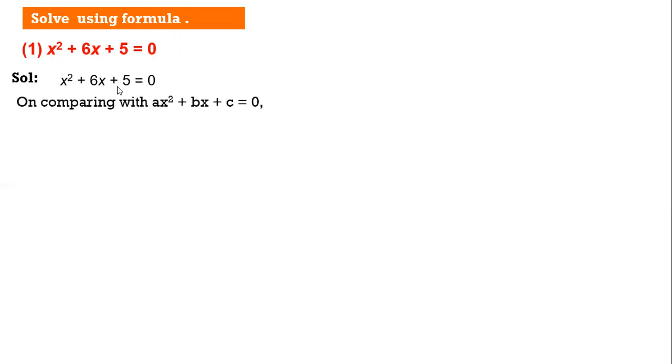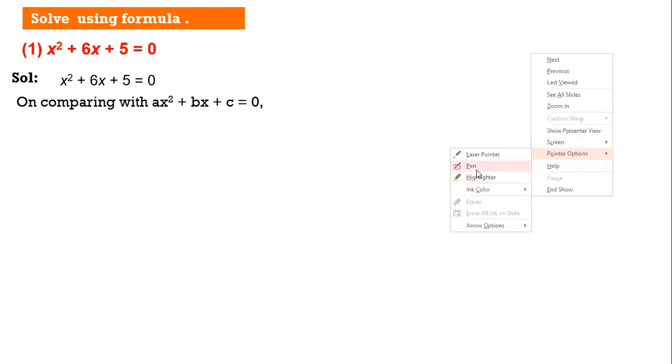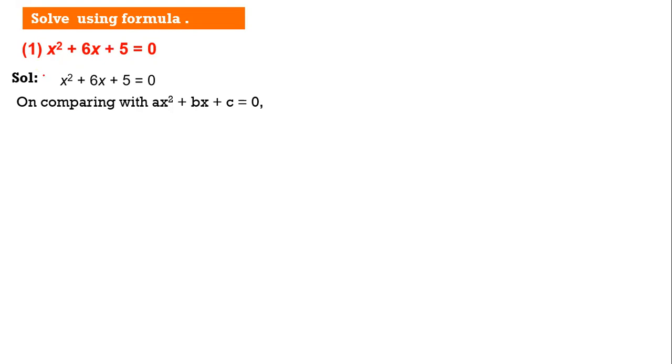Now students, first we will find out the values of a, b and c. So on comparing with the standard form, we have already understood how to get the values of a, b and c in the initial videos. I know that when I compare it with the standard form, there is no number here, so I can say there is 1 here. So a would be 1, b would be 6, and c would be 5, and definitely all are positive. So a would be 1, b would be 6, and c would be 5.